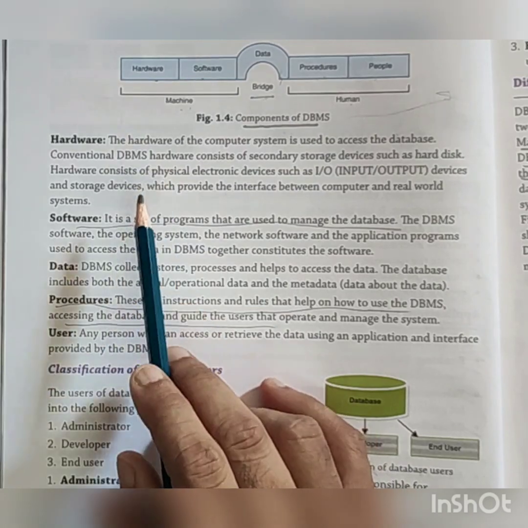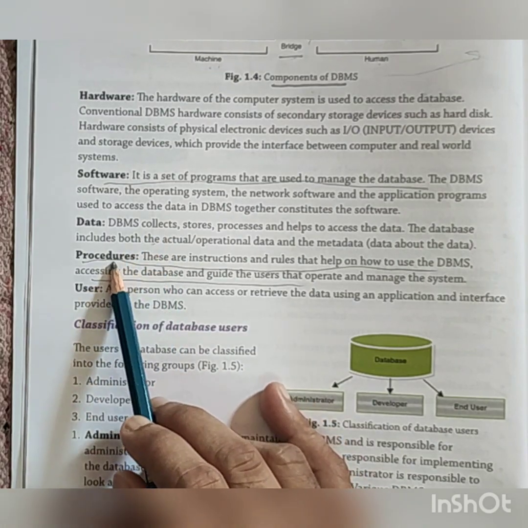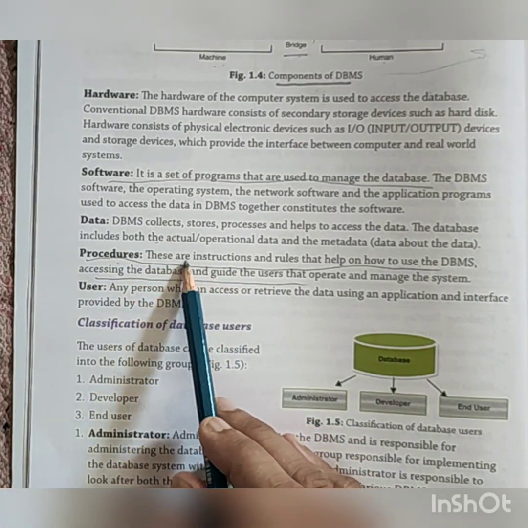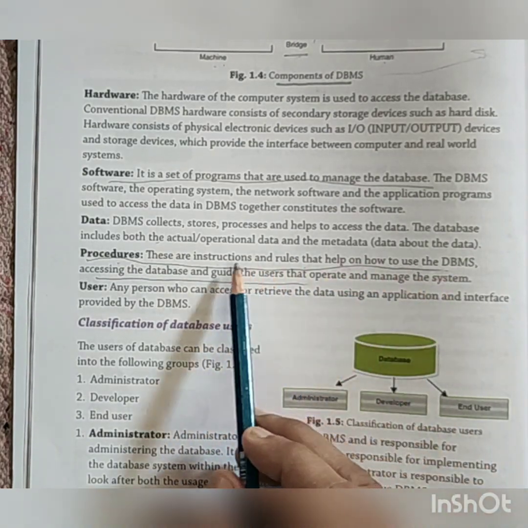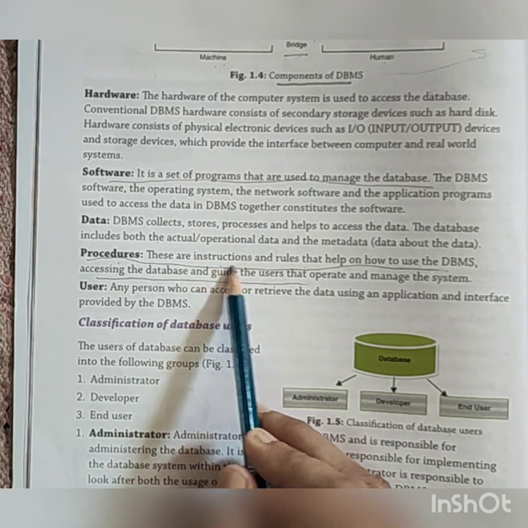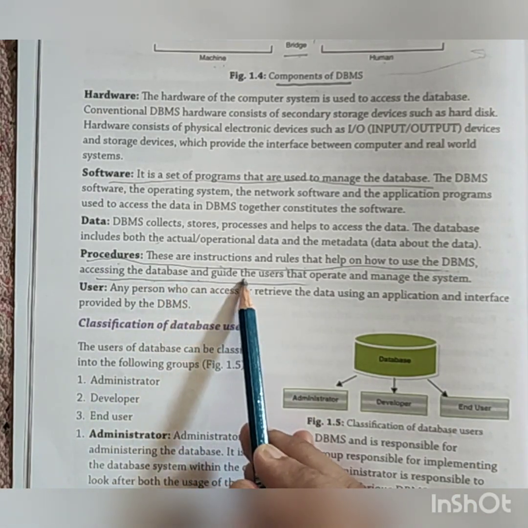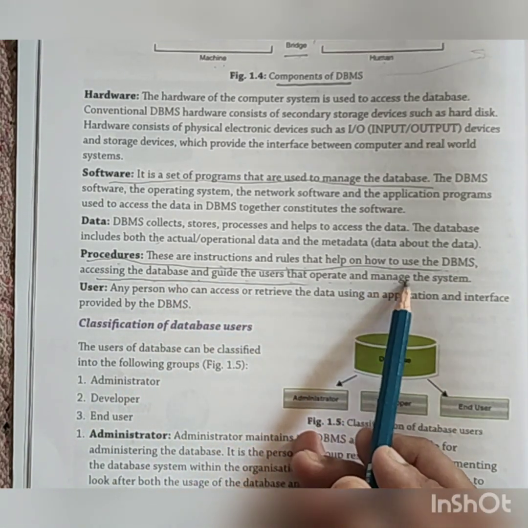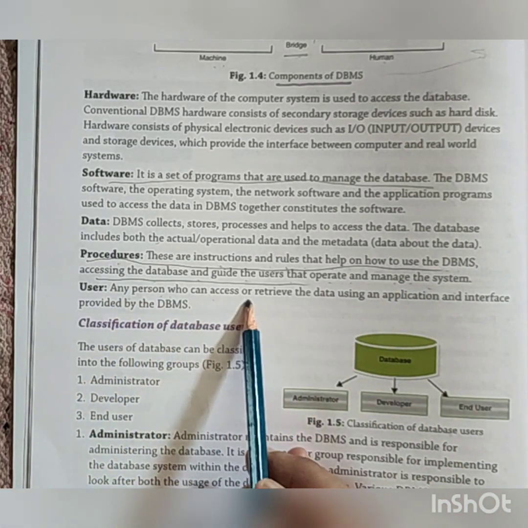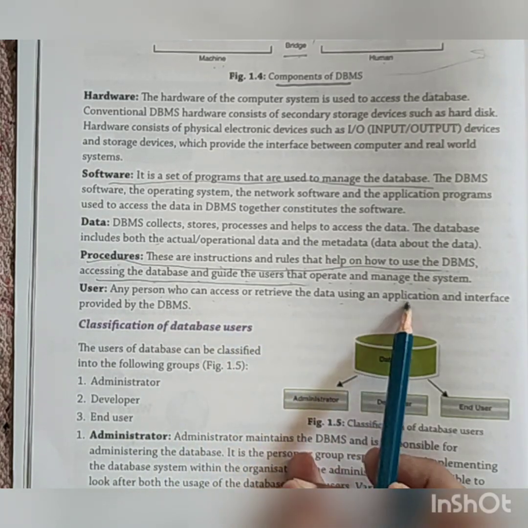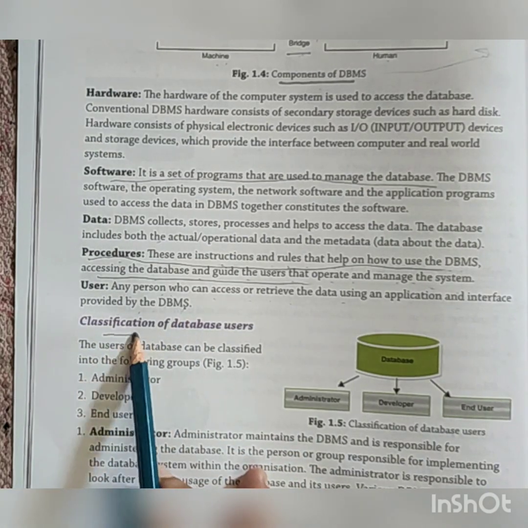Hardware means the hardware part and software part, data, the raw materials collections, and procedure. Now you have to know what is procedure. Several instructions and rules that help on how to use DBMS. That is the protocols, you can say, instructions and rules that help us to use the DBMS according to the database and guide the user that operates and manages the system. And user means we, any people who can access or retrieve the data using an application and interface provided by the DBMS.